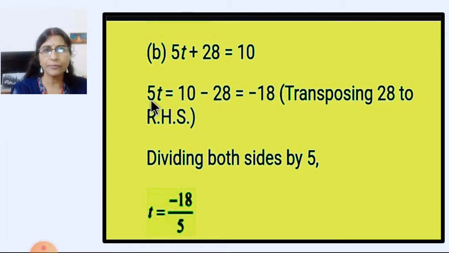So now we will remove the number which is multiplied by t. This 5 is multiplied by t. So to remove this 5, we will have to divide 5t by 5, and even minus 18 will be divided by 5. So 5 will be cut, we will get only t. See here it's written dividing both sides by 5. So t is equal to minus 18 upon 5. In an MCQ exam, you will not have to write all this. You will just solve it, get the answer, and click the correct option.